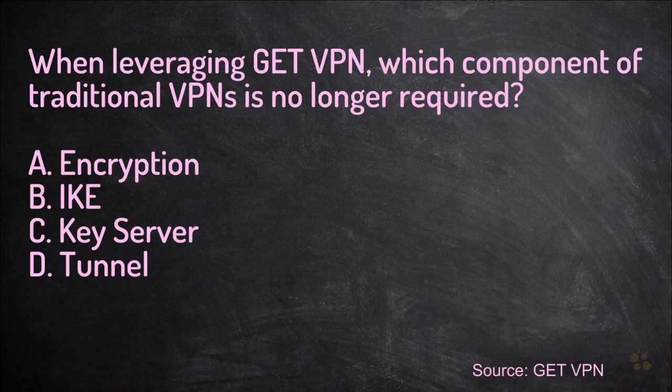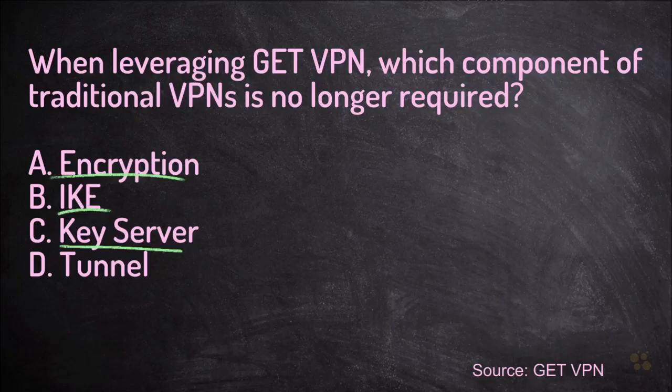Last question. When leveraging GetVPN, which component of traditional VPNs is no longer required? When we're using GetVPN, we are absolutely going to encrypt that traffic. We are absolutely going to use IKE, the Internet Key Exchange, in order to negotiate that. That wasn't part of our conversation, but it is in the back-end processes of how encryption is established. Now, we did talk about the fact that we use key servers in GetVPN. It's an important component of a GetVPN architecture.